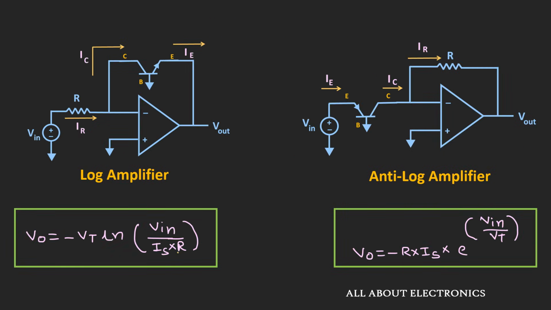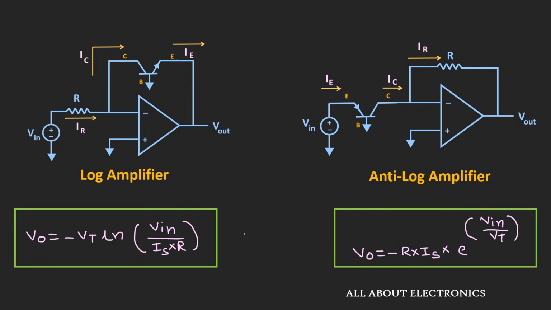So here are the expressions for the log and anti-log amplifiers which are designed using the transistor. So using this transistor, the dependency on the ideality factor has been removed. But still, if you observe these expressions, the output voltage still depends upon the thermal voltage Vt and the reverse saturation current Is. So with temperature, the output voltage Vout will change.